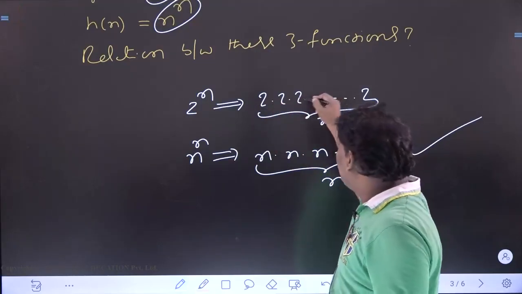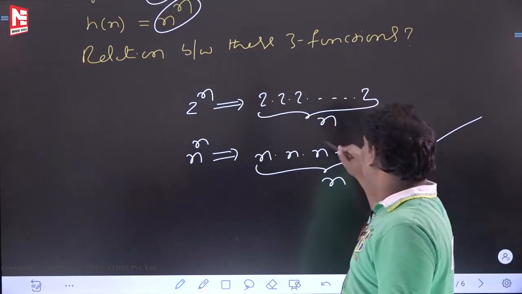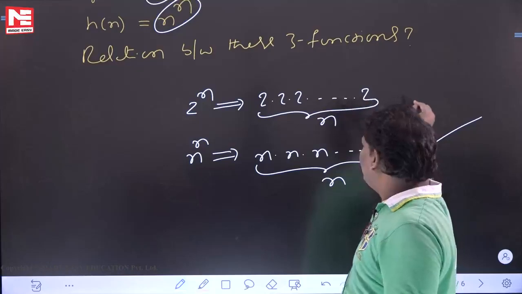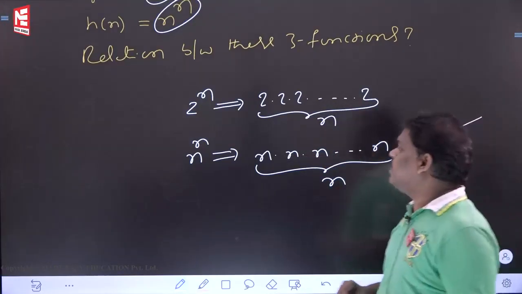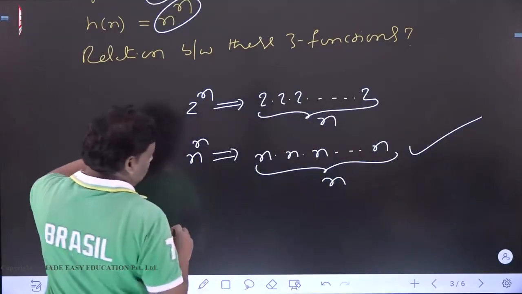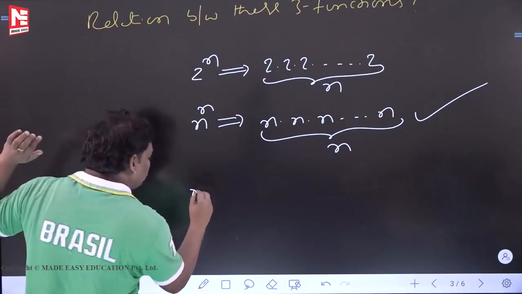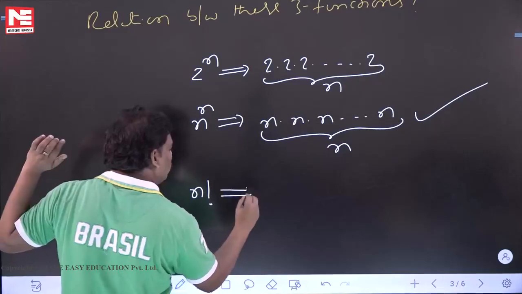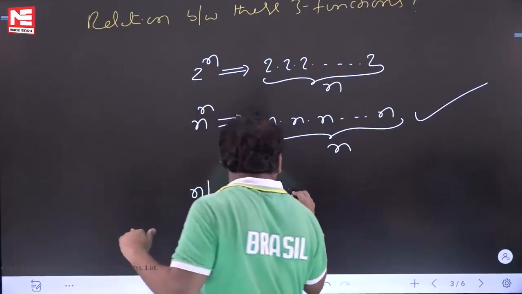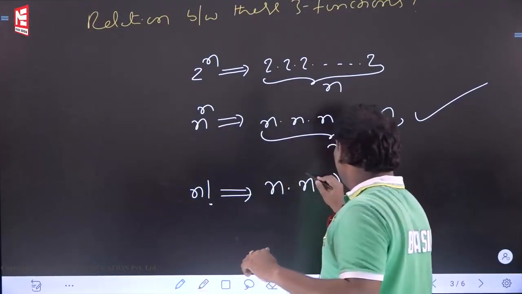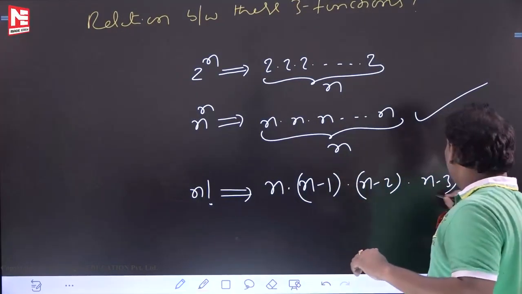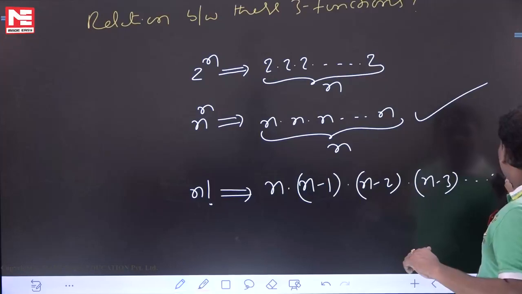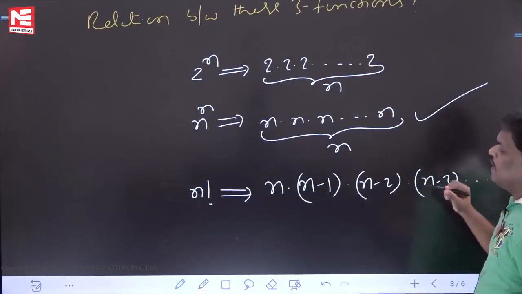So 2 power n and n power n. See this one, n times: 2 into 2 into, n times; n into n into, n times. Small number multiplied n times, big number multiplied n times. Everyone knows this. n power n is far greater. Now see one more thing, n factorial. What is the meaning of n factorial? n into n minus 1 into n minus 2 into n minus 3 into, and so on, lastly 2 into 1. This is n factorial.